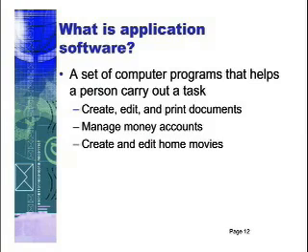A computer can be applied to many tasks such as writing, number crunching, video editing, and online shopping. Application software is a set of computer programs that helps a person carry out a specific task. Word processing software, for example, helps people create, edit, and print documents. Personal finance software helps people keep track of their money and investments. Video editing software helps people create and edit home movies, and even some professional films.